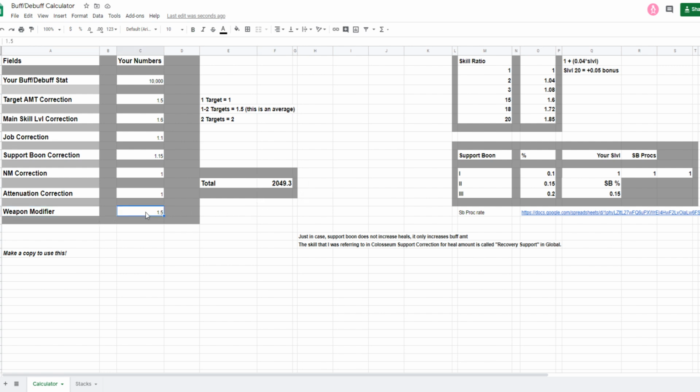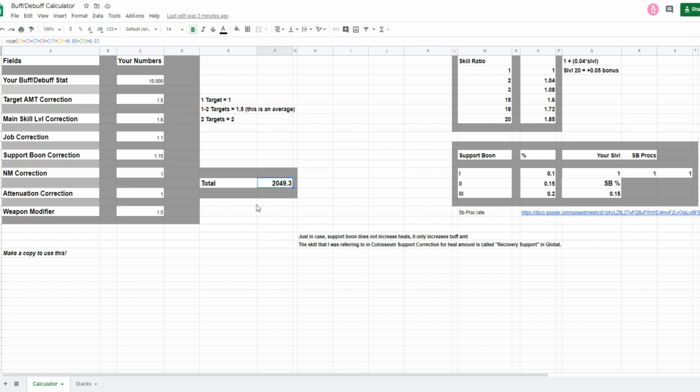And then obviously the weapon modifier. I did change the name a little bit, sorry if I confuse you guys from the healing video. But the weapon modifier is literally the modifier of the weapon itself based on the tier of the weapon. Again, I will have the link to the actual weapon directory so you guys can find out what your exact weapons are. I don't know if it's even releasing global, so that's fine. Right, so that will give you the number of 2049.3.